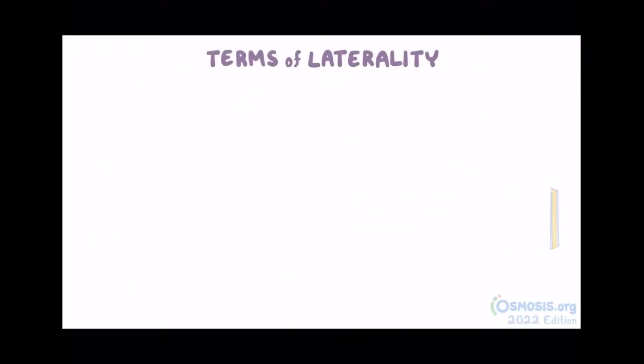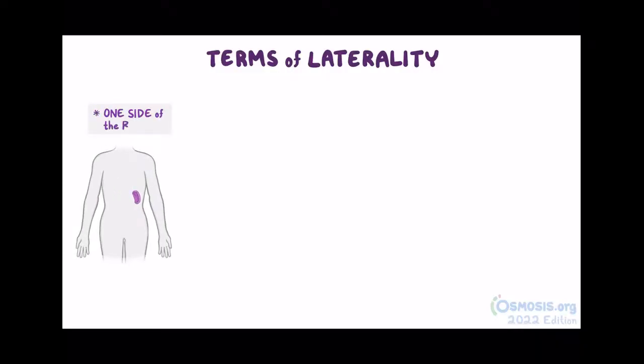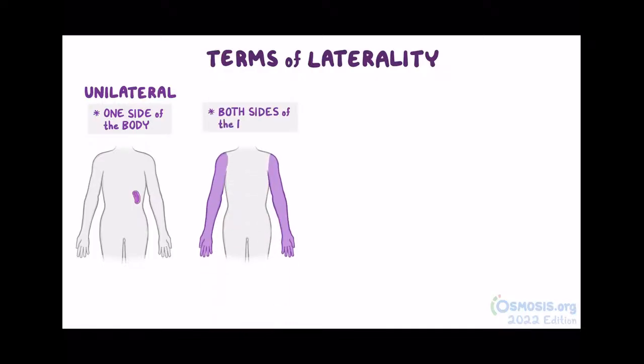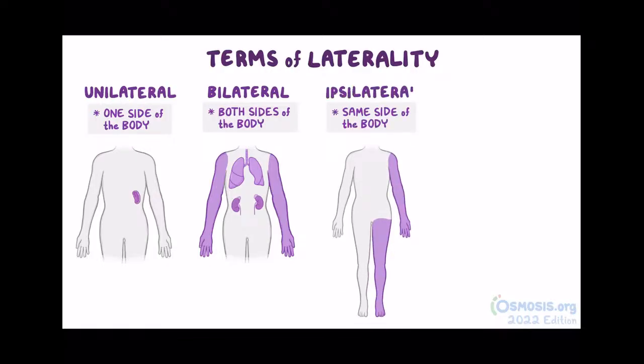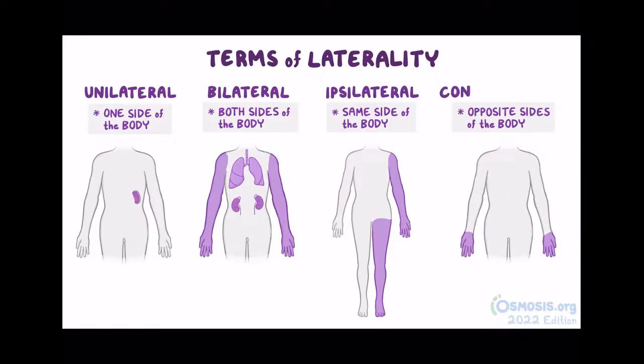Let's move on to the 4 terms of laterality. When a structure is only found on one side of the body, it is said to be unilateral, such as the spleen. Conversely, paired structures found on both sides of the body, like the limbs, lungs, or kidneys, are bilateral. Now, structures and organs that are on the same side of the body are said to be ipsilateral, like the left arm and left leg. Conversely, structures located on the opposite sides of the body are described as contralateral, like the left and right hands.